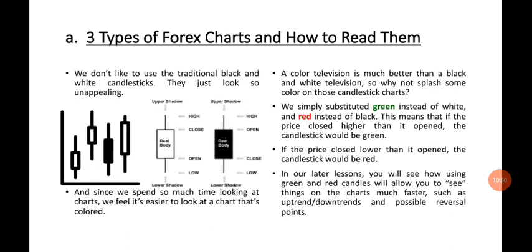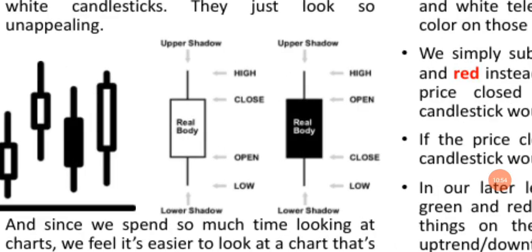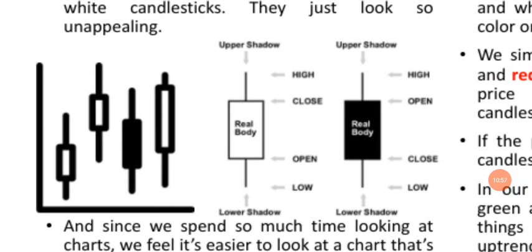We don't like to use the traditional black and white candles. They just look so unappealing. First of all, let me show you the traditional candlesticks. So this is it. We have the upper shadow and the lower shadow. The lower shadow is what we call it when the price closes at the low. The real body is where the price opened and closed for the white or hollow or unfilled candlesticks. And for the black candlesticks, or your filled candlesticks, the open price is at the top while the close price is at the bottom, which means price closed lower than it opened.